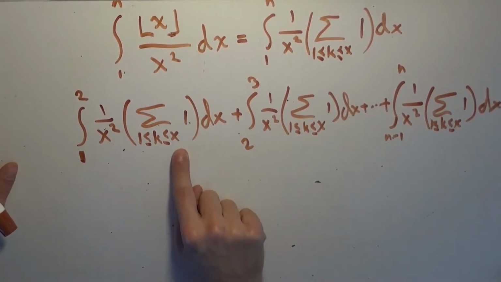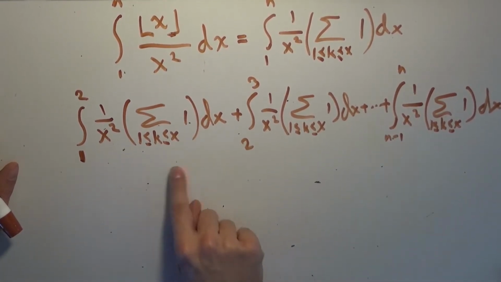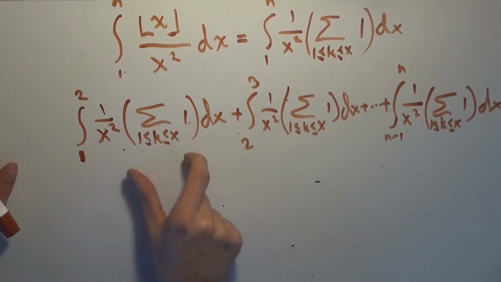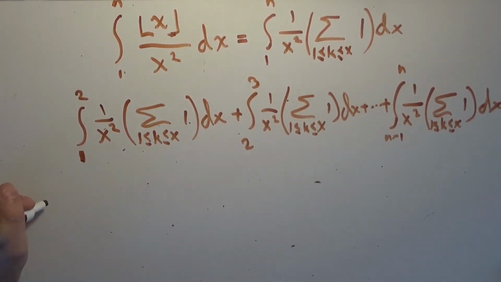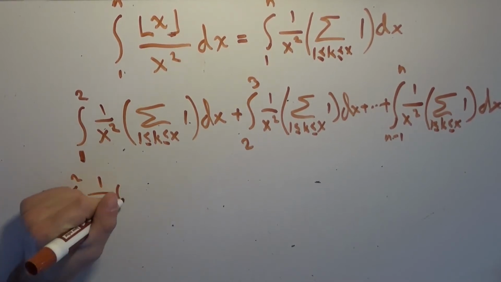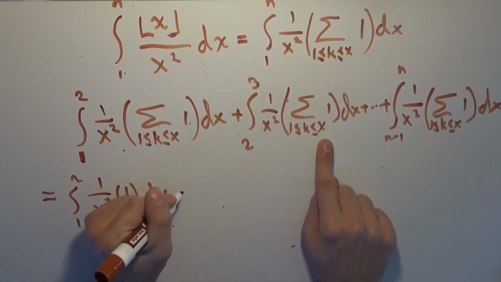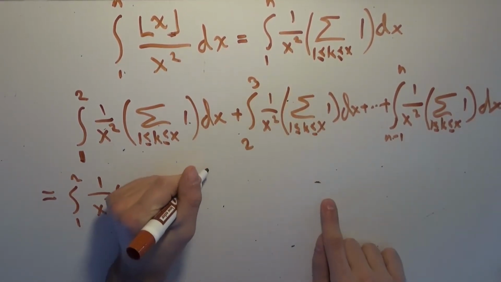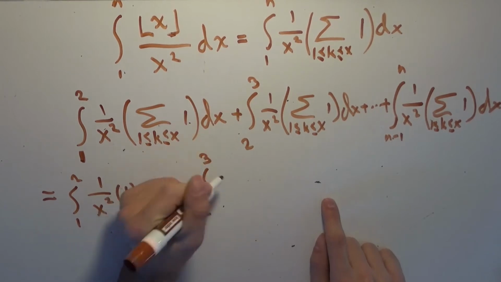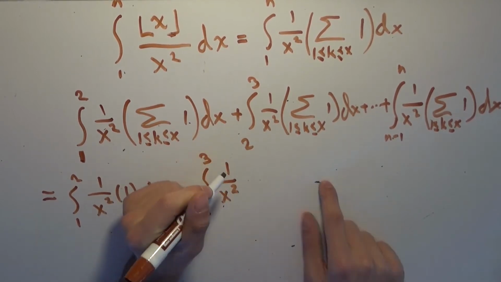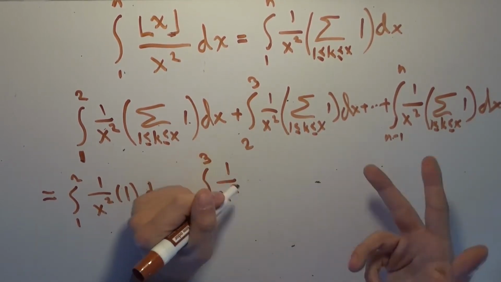what we can say now, because x stops at 1 here, is that the floor function evaluates to 1 in this instance. So we actually end up with the integral from 1 to 2 of 1 over x squared times 1 dx. And here, because x starts at 2 but doesn't get all the way up to 3, we can say that this is the integral from 2 to 3 of 1 over x squared times 1 plus 1, which is just 2.